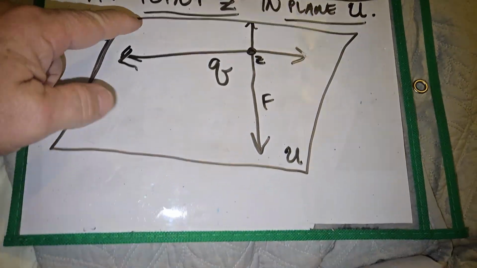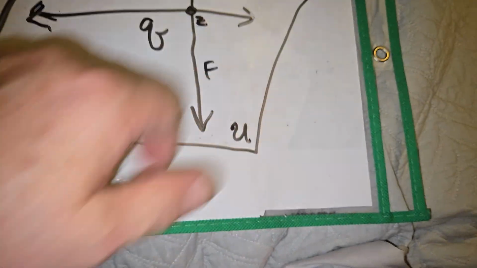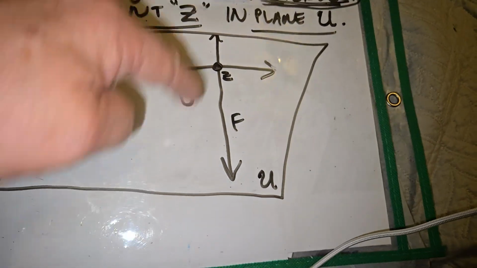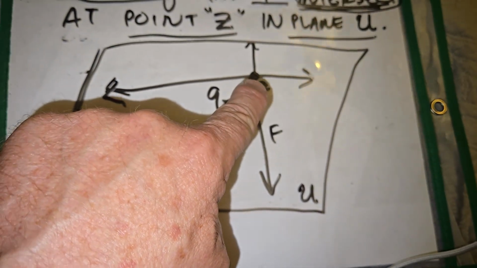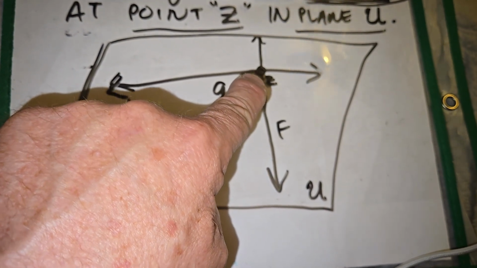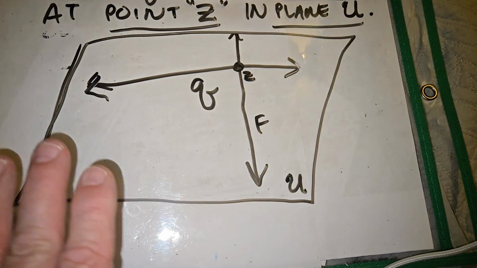Again, line Q, that's that line. And line F, that's that line, the up and down line. They intersect, they cross at point Z, and all of that is on plane U.